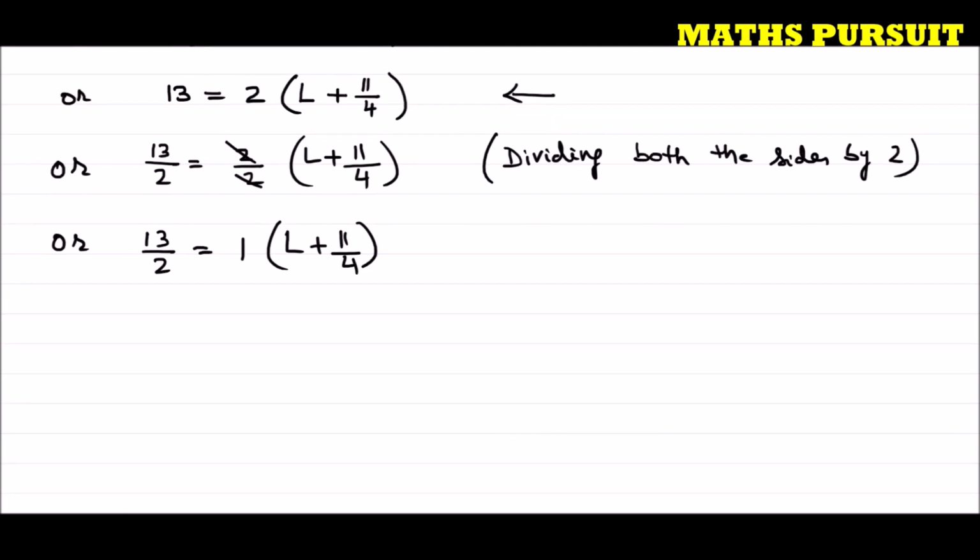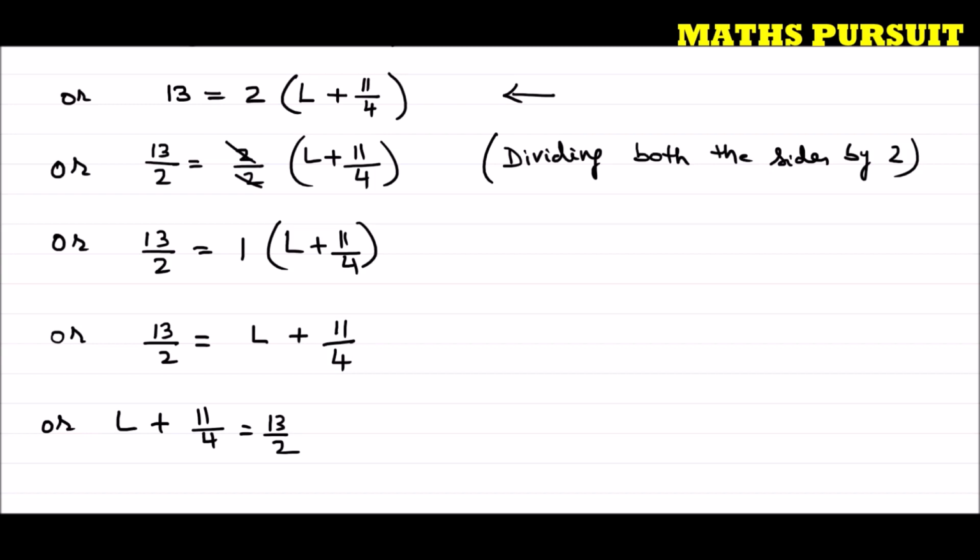So, in the next step, what can I write? I can write 13 upon 2 is equal to L into 1, which is L, plus 11, 1 into 11 upon 4 is 11 upon 4. This is what we got. Or in other words, I can write L plus 11 upon 4 is equal to 13 upon 2. Just for making our calculation easy, I have interchanged the places, nothing else.